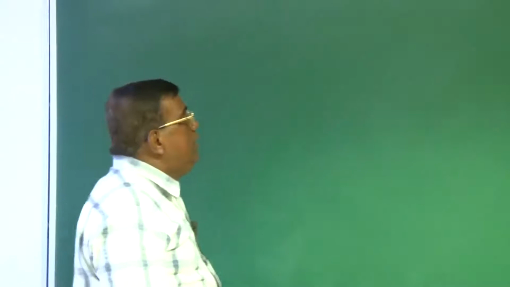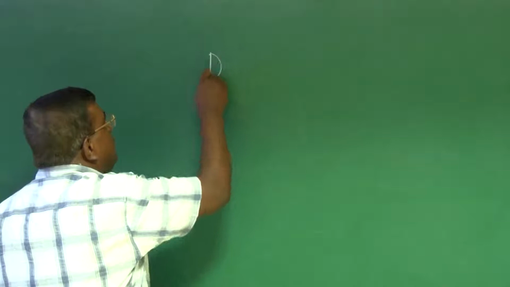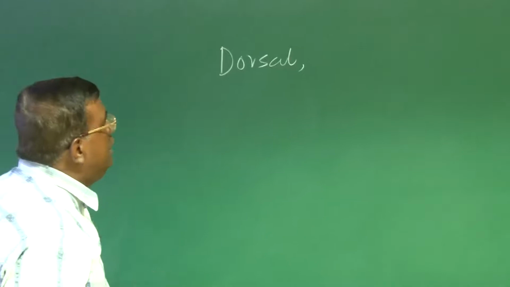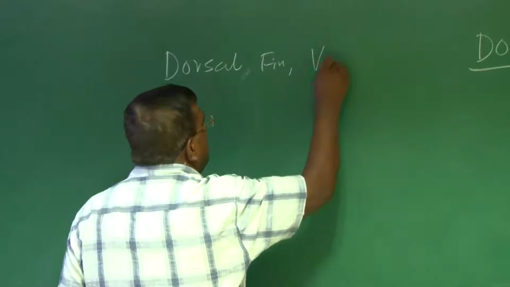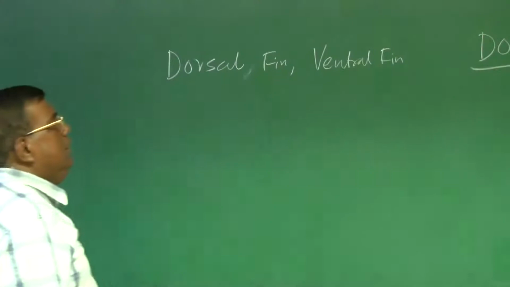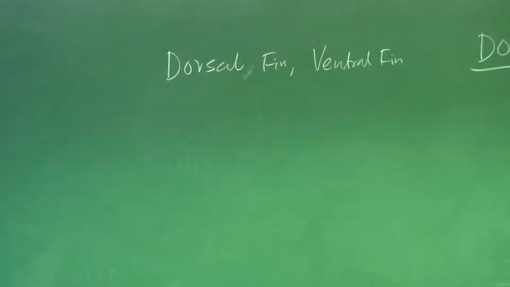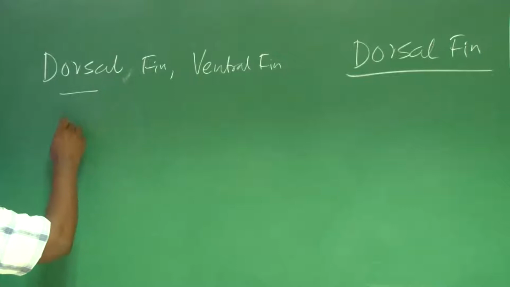Remember, dorsal fin and ventral fin, two types of strakes we discussed yesterday. This was dorsal. I'm repeating those things with a little more detail. Dorsal fin. I will talk about the ventral fin also, because if you see an aircraft, you'll find these things are there. When yesterday I was discussing the dorsal fin, I gave a statement, this dorsal or ventral, they are basically strakes.